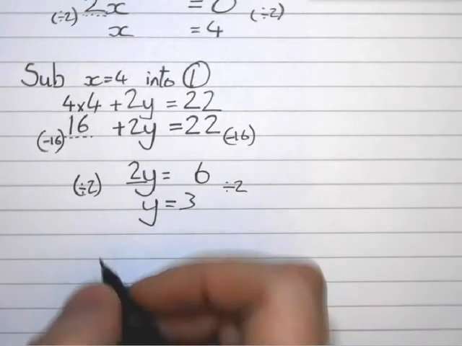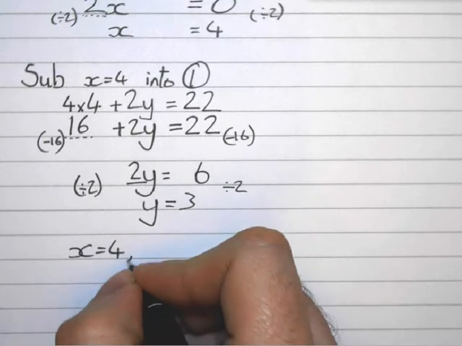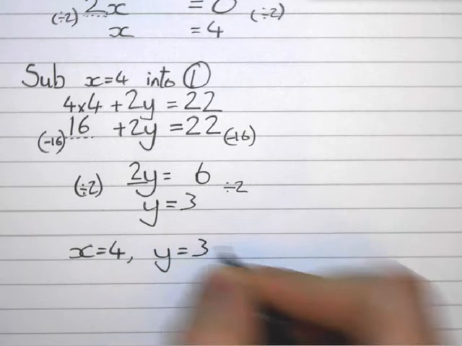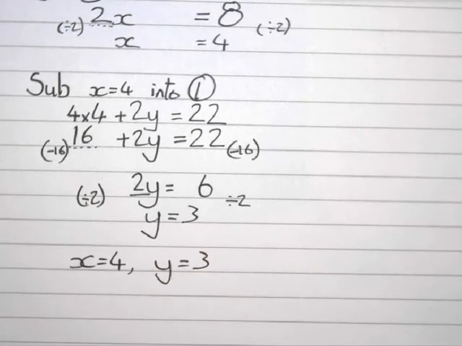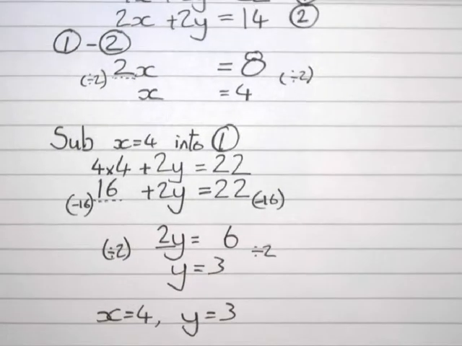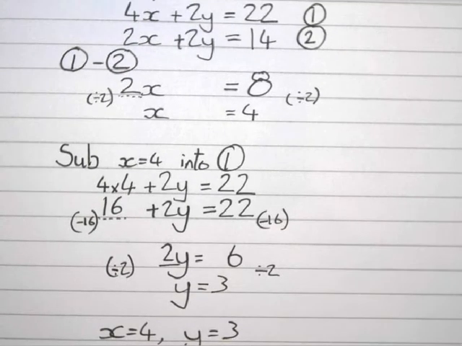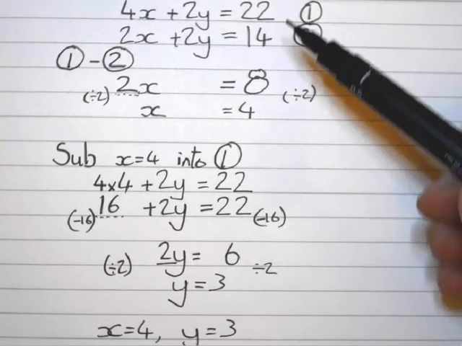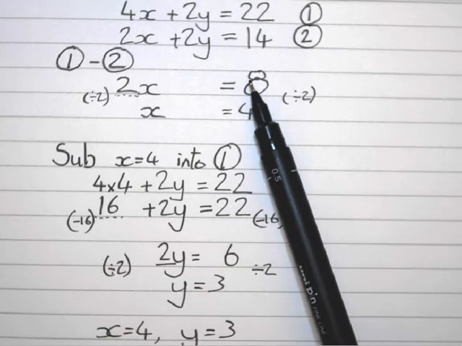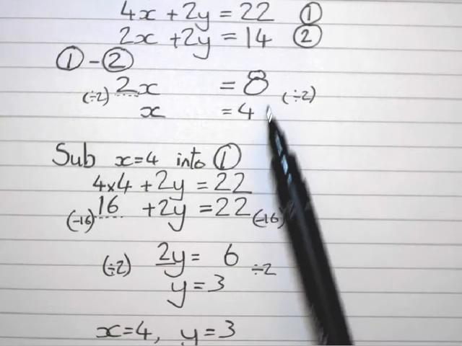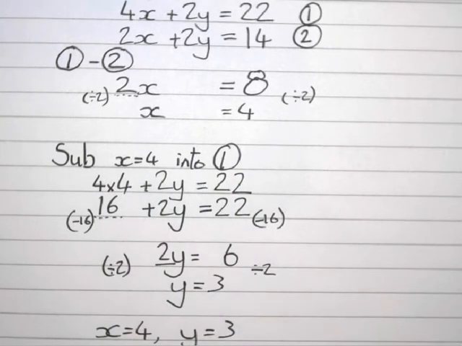So we just say x equals 4, y equals 3, and that's our answer. So we've worked through each step, going from 4x plus 2y equals 22 and 2x plus 2y equals 14. Done a subtraction to get rid of one letter, then substituted in to find the other letter, and that's our answer.